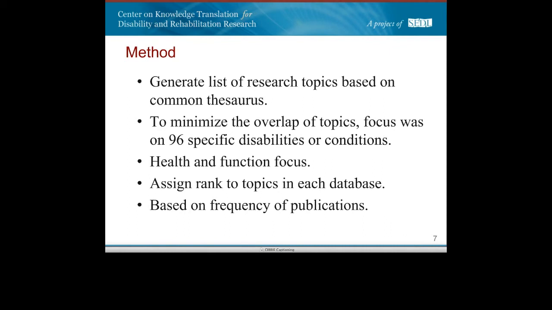From there, we generated a list of research topics based on our thesaurus, and to minimize the overlap, we focused on 96 specific disabilities or conditions. We did this because we wanted to try to get as many articles as possible to only have one subject heading that we looked at, because this did have a health and function focus. And then from there, we assigned the rank of the topics in the database based on the frequency of publications.